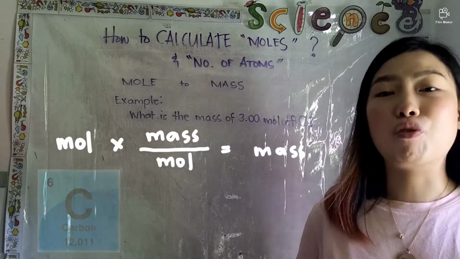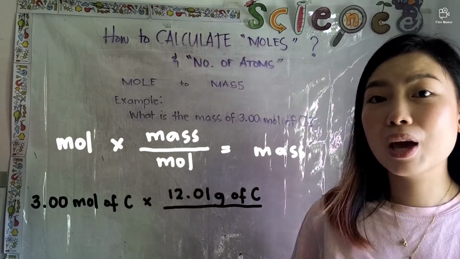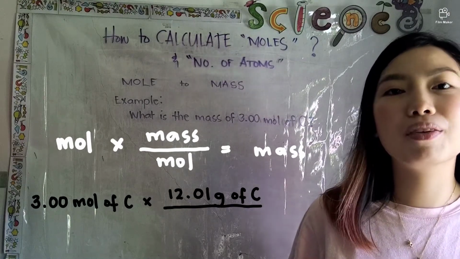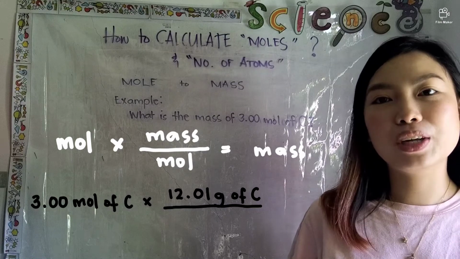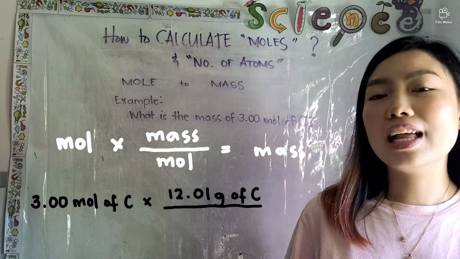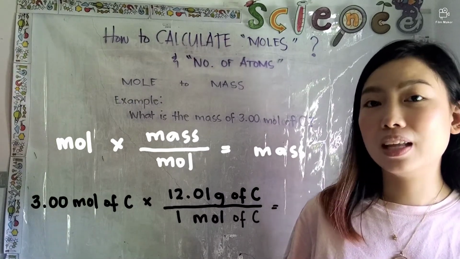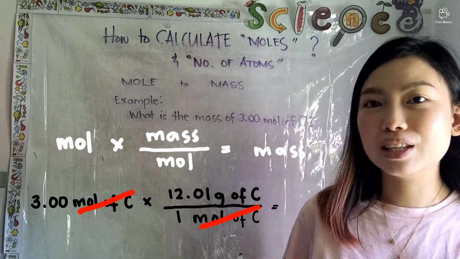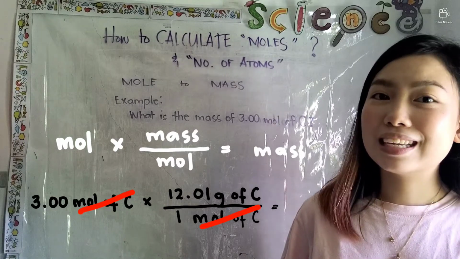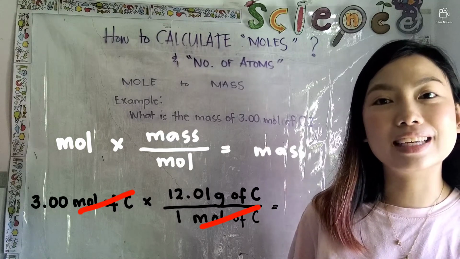para sa ating formula. So we'll have 3.00 mole of C multiplied by 12.01 grams of carbon divided by mole. Ano ilalagay natin sa mole? Since we have only one carbon, 1 mole, so ilalagay natin is 1 mole of C for carbon. Then, cancel the same unit, cancel the mole of C and the mole of C sa baba, then matitira sa ating unit is the grams of carbon. So, that way, makukuha natin ang kanyang mass.